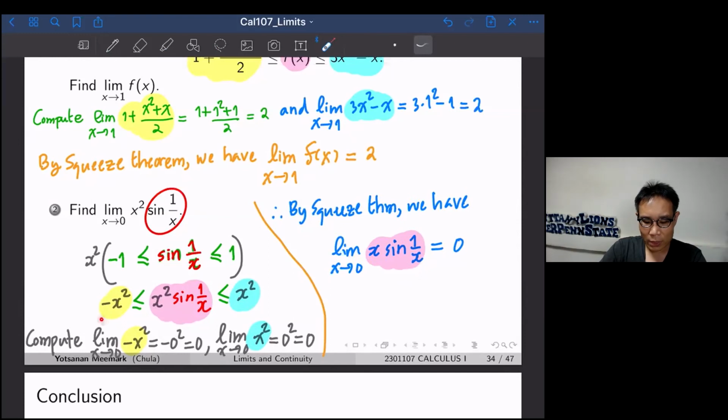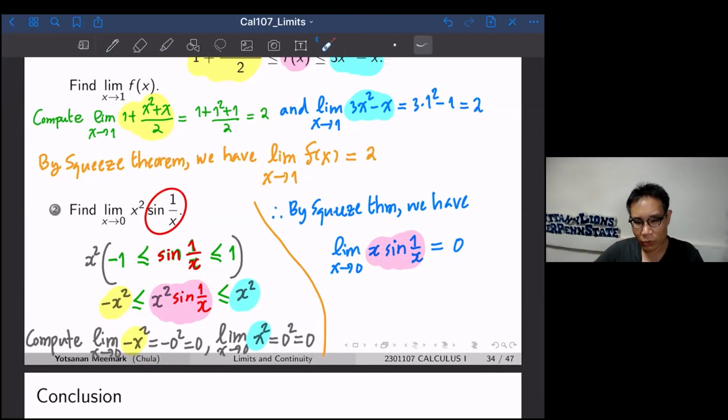So you get negative x squared less than or equal to x squared sine 1 over x less than or equal to x squared. So you're going to compute the limit as x goes to 0 of negative x squared, which is equal to 0, and you're going to compute the limit as x goes to 0 of x squared. So it's going to be equal to 0 as well. So you see that you have the bottom function equal to 0 and the top function equal to 0.